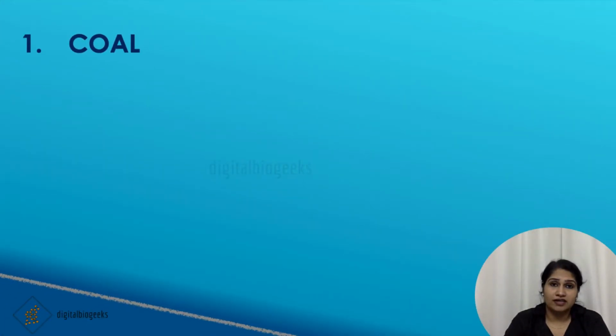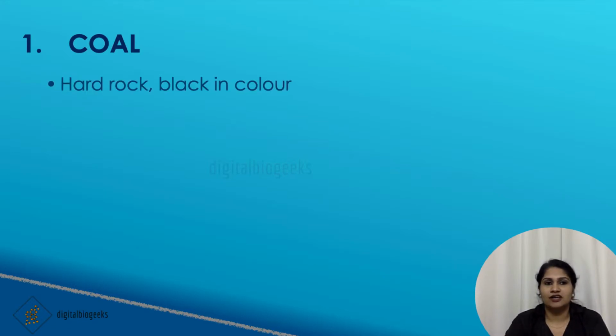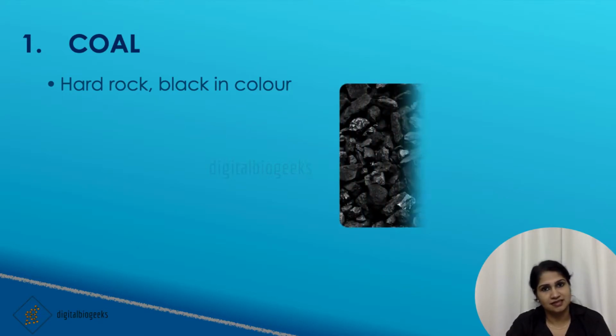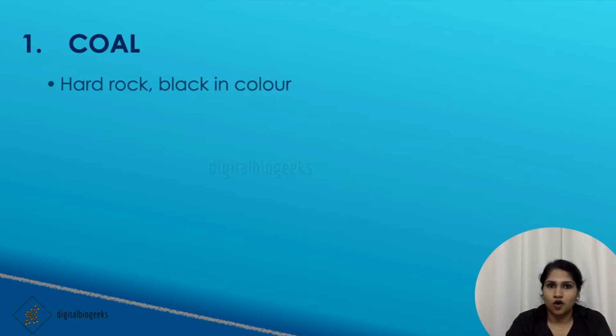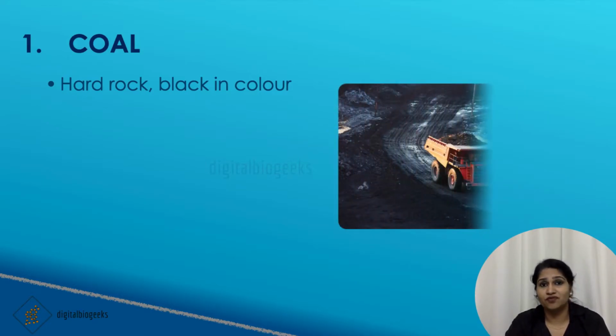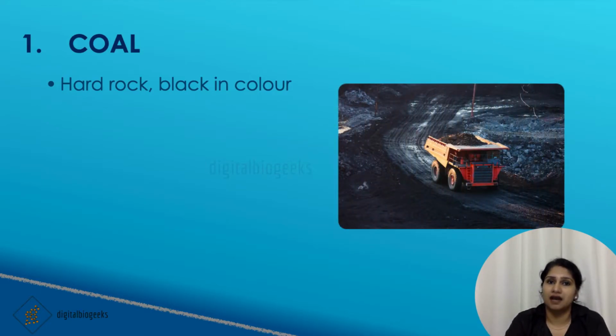Let's see coal in detail. Coal is a hard rock which is black in color. This is coal. Coal we get from coal mines. Mining is a process of extraction of coal from the ground. Coal mine is a place from where coal is dug out of the ground. This is a coal mine.